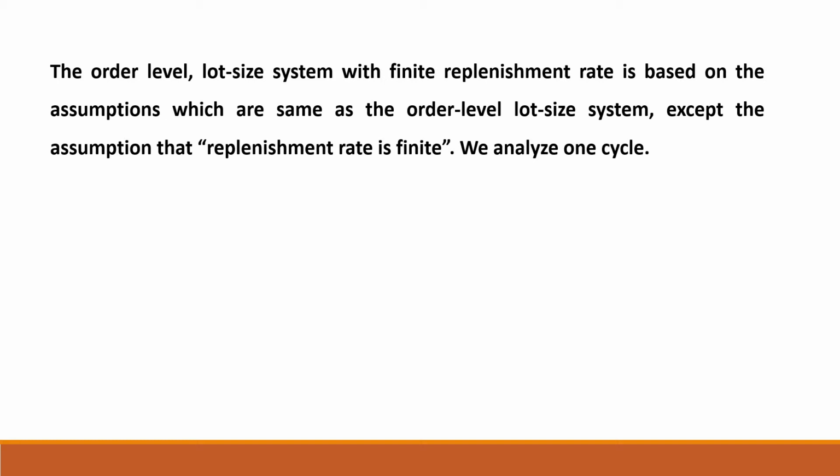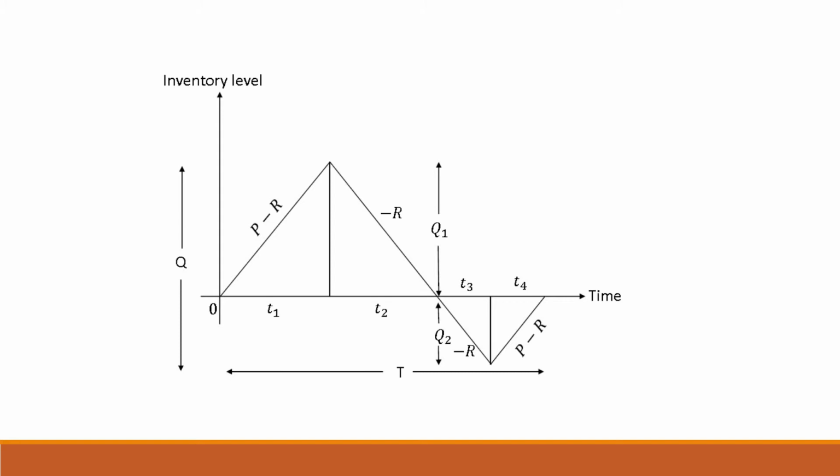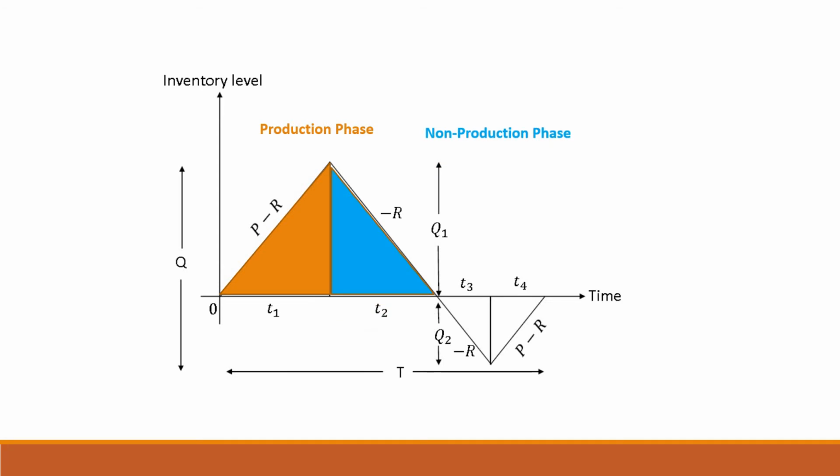Let us analyze one cycle. So here is one cycle. There are different phases involved in one cycle. First phase is production phase. Second is non-production phase. That is, once the system has accumulated inventory, then production stops and demand is getting satisfied by the accumulated inventory. So we call it non-production phase.